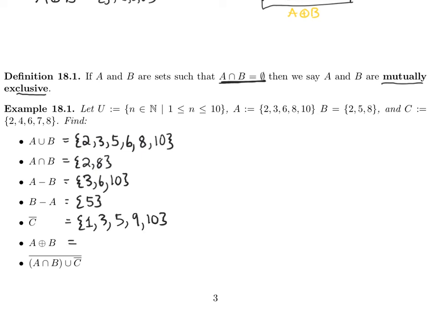Okay. The symmetric difference. Well, the symmetric difference is going to be everything that is in exactly one set. So we have the elements that are in both sets are 2 and 8. So it's going to be everything but the 2 and the 8. So it's going to be the 3, the 5, the 6, and the 10.